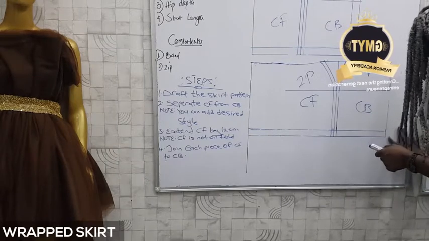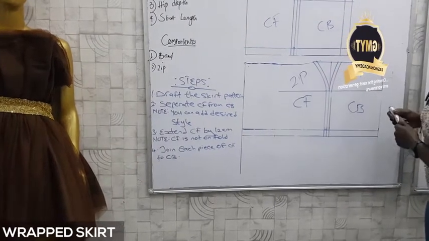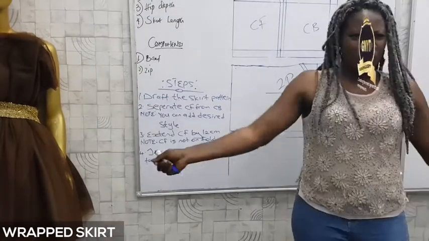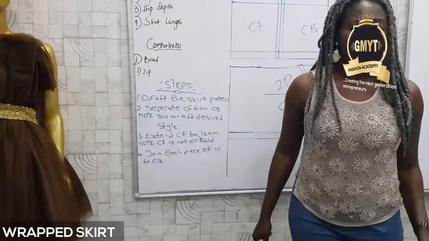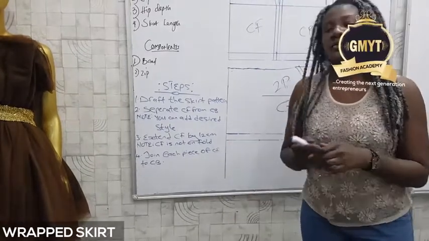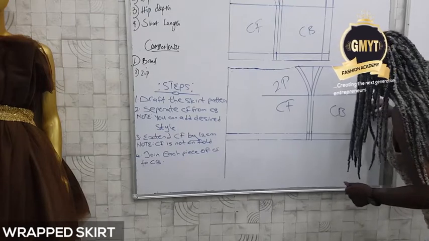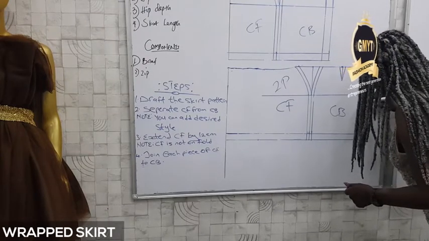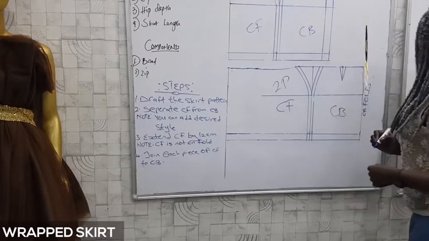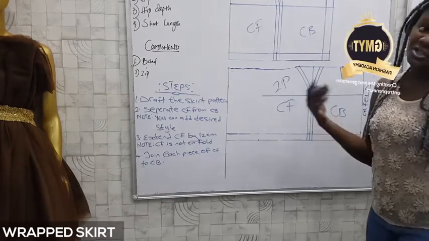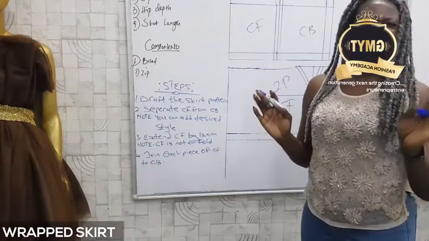Cut your center back on fold. Well, this is a preference. Some people do theirs with the zip at the back, but at the end of the day, because the wrap skirt is open, what's the essence of the zip at the back? So my advice to you is do it on fold. So my center back is on fold. Don't forget, you can decide to add zip, but the beauty comes when it's on fold.